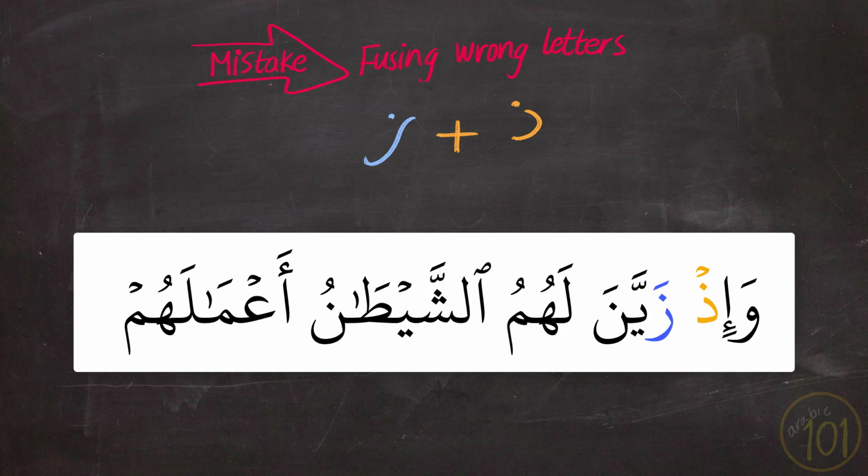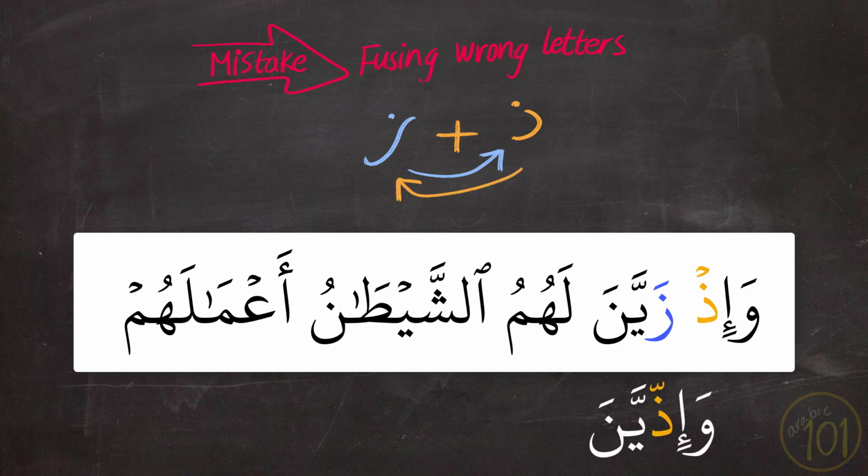وَإِذْ زَيَّنَ لَهُمُ الشَّيْطَانُ أَعْمَالَهُمْ. The mistake here is that some people tend to forget or to fuse the dhal with z, and they say وَإِذْ زَيَّنَ لَهُمُ الشَّيْطَانُ, or the other way around, that they would fuse the z with the dhal and say وَإِذْ زَيَّنَ لَهُمُ الشَّيْطَانُ, and that is not correct.